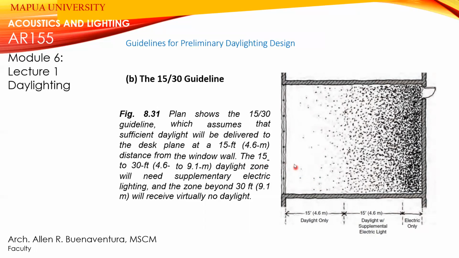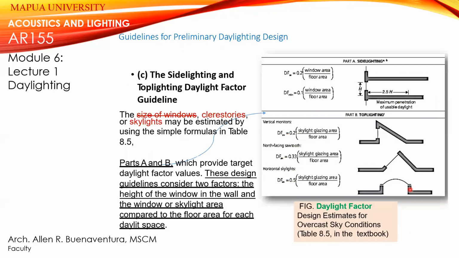Usually it's about 15 feet from the window, no? And if it's exceeding 15 feet up to 30 feet, there will be no more daylight inside the room. So this is one of the calculations that we use in daylighting. So that is 2.5 the height. Number 2 is the 15/30 guidelines.